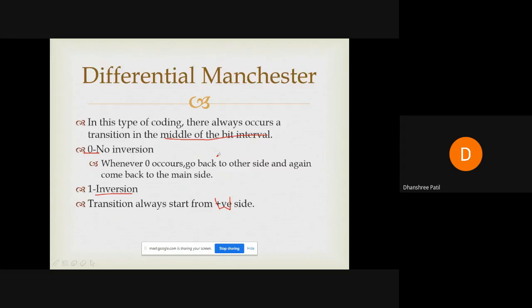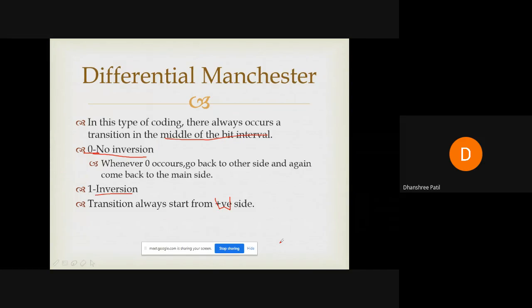Okay, so this is Manchester encoding. These are some examples that we have seen. The next is the differential encoding, or differential Manchester encoding. As in Manchester encoding, the transition is also at the middle of the bit interval. Now what does 0 represent? No inversion. No inversion means whenever 0 occurs, go to the other side and again come back to the main side. Means suppose if I am positive, then positive, negative and again positive. So this is called no inversion. And 1 means inversion. Okay.